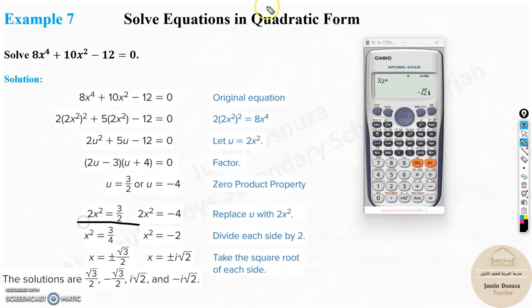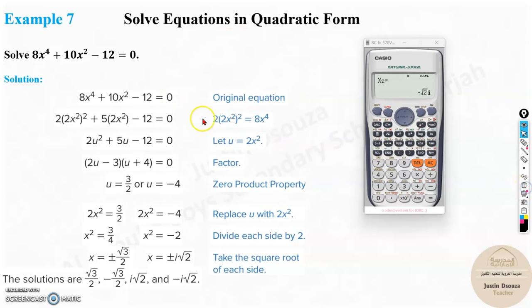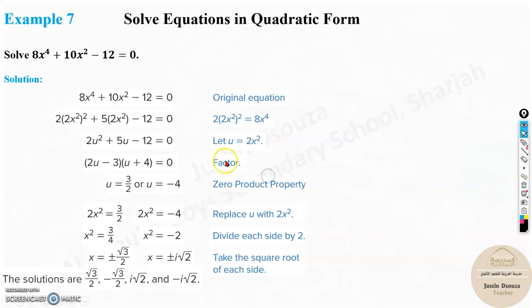I'll tell you how to write this in standard form. It'll be 2x squared. There is nothing for x, so it's 0. Minus 3 by 2 is equal to 0. You can put this in the calculator. Over here, the next term would be 2x squared plus 4 is equal to 0. So the coefficients are 2 for x squared, 0 for x, and 4. That's how we did it. So this is how we can solve quadratic form, and basically by factoring you solve it.